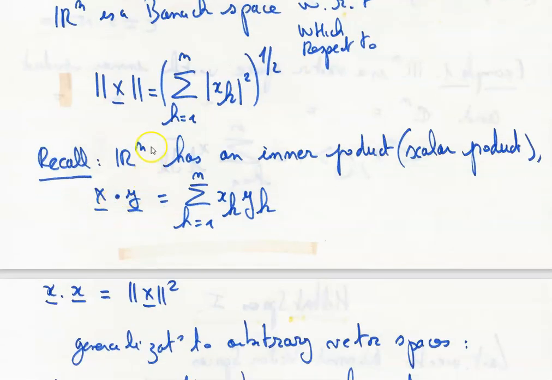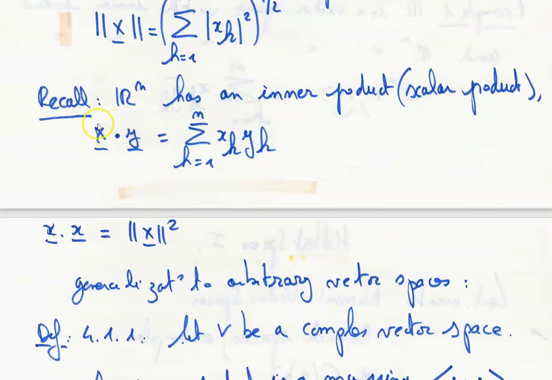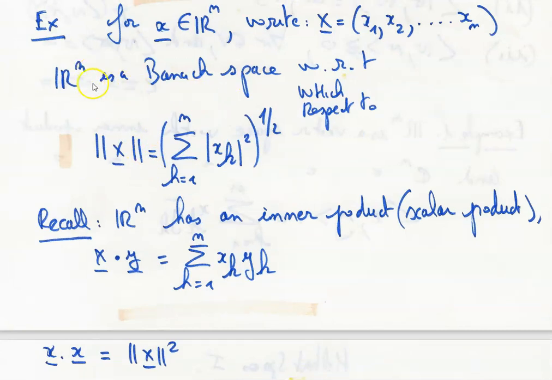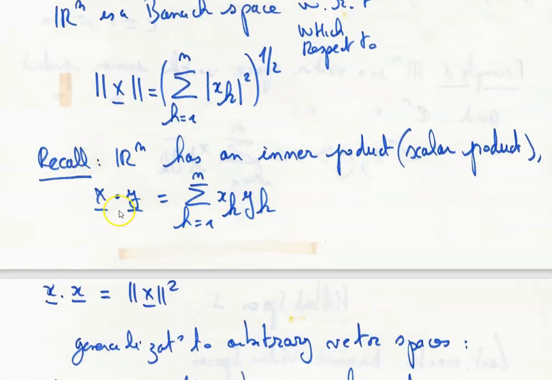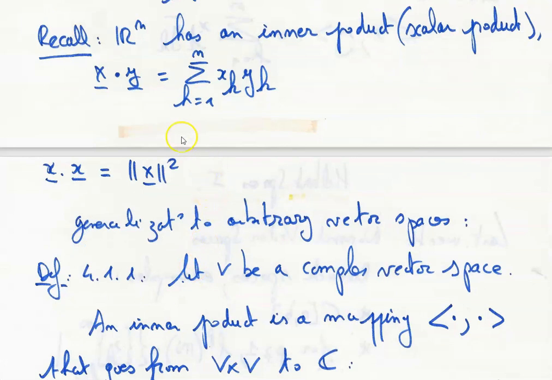So I remind you that R^n has an inner product, a scalar product, which is defined as follows. If we take the inner product between x and y, where x and y are sequences of n numbers in R^n, we define the scalar product of x and y as the sum for k from 1 to n of x_k y_k. And we also have the property that the inner product of x with itself is the square of the norm of x.